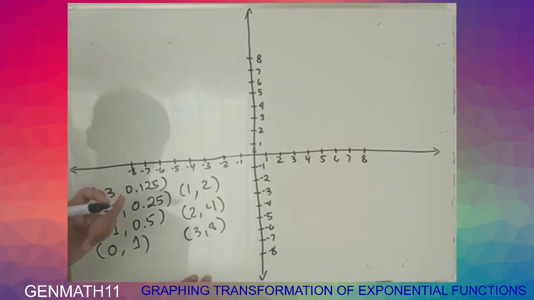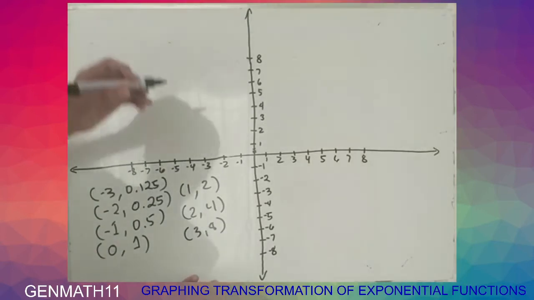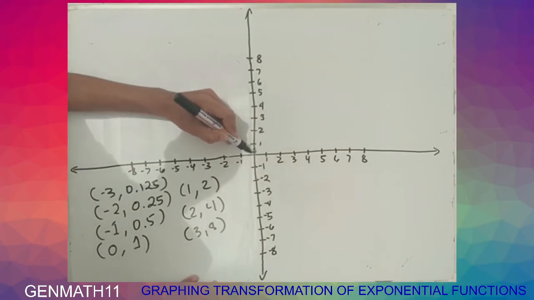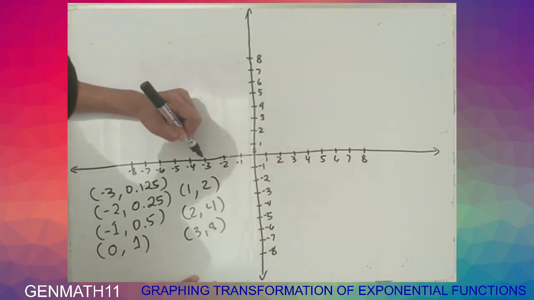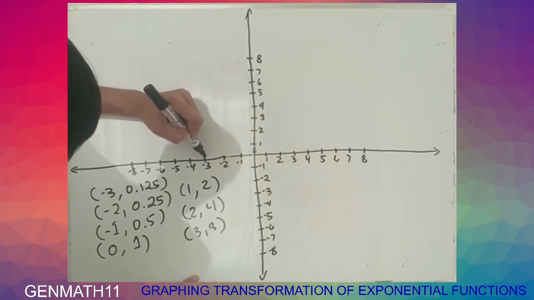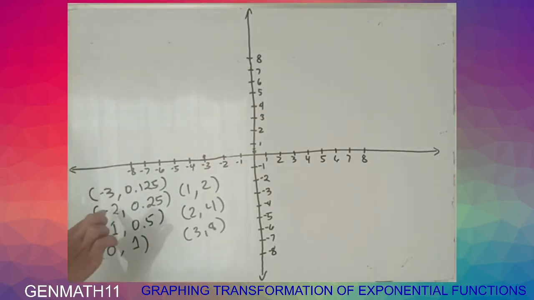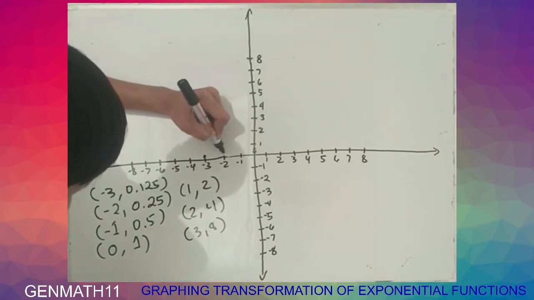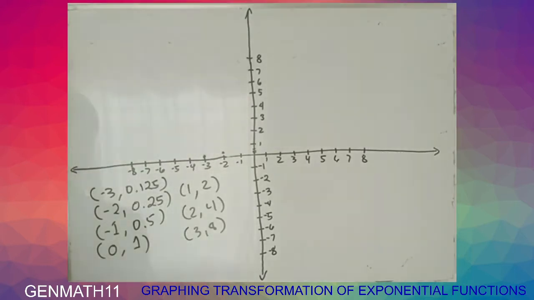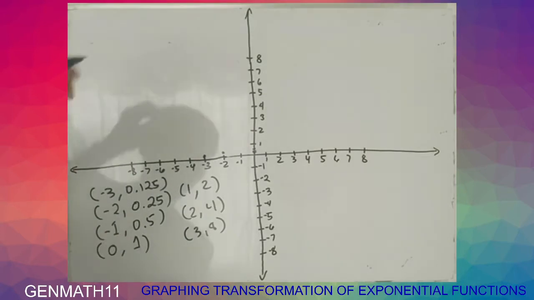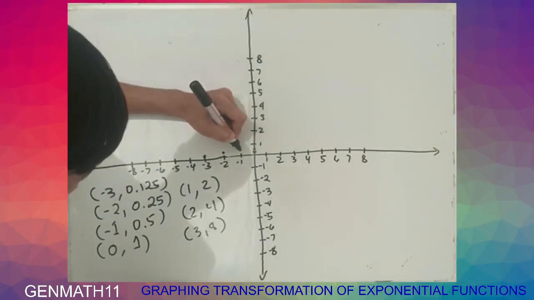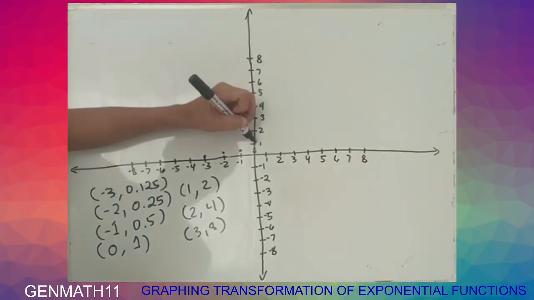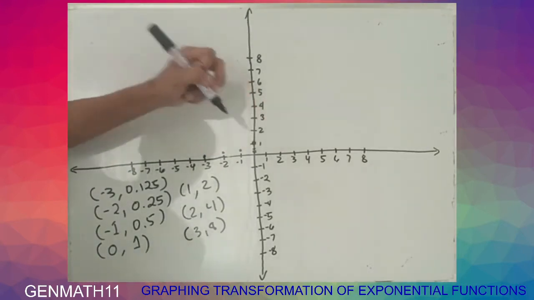So, negative 3, 0.125. Ito yung negative 3, then ito yung 0.125 nung naghati-hati tayo. Dito yan. Next, negative 2, 0.25. Dito yan. Sunod ay negative 1, 0.5. Itapat lang natin dito. Next, 0, 1. Automatic, yun ay nasa y-axis natin.